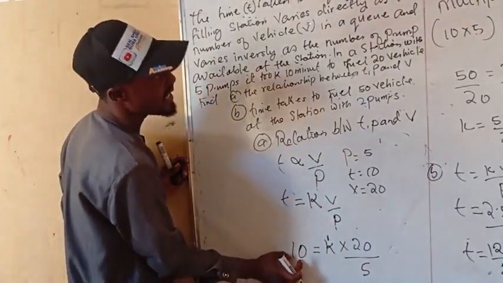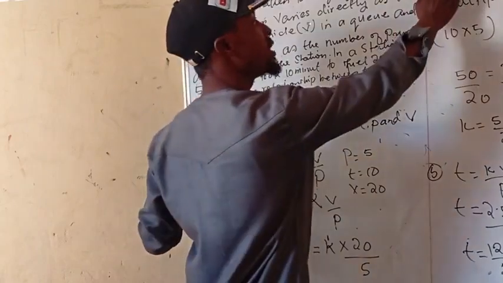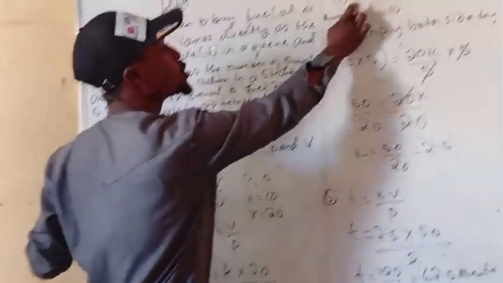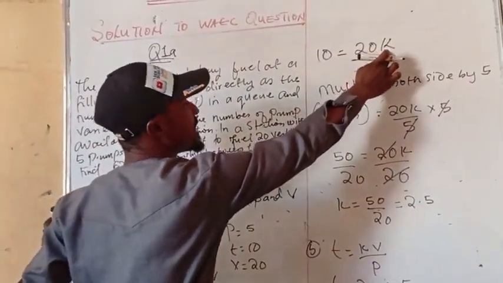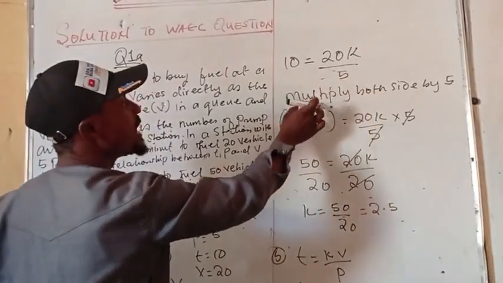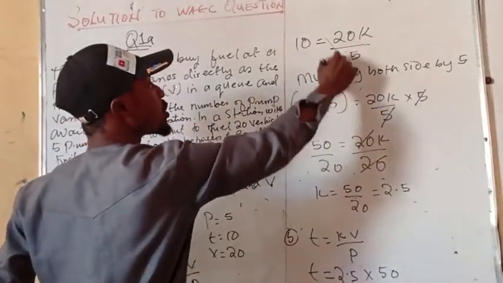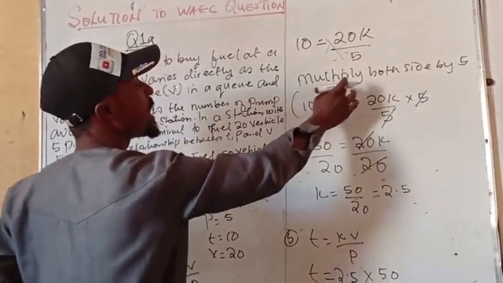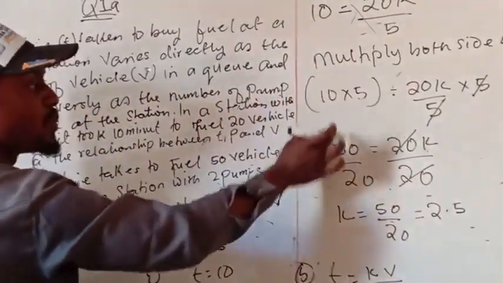Therefore, this 10 is here. You now come back here. You say your 10 is there, equals K times 20, which is 20K all over 5. Therefore, you have a fraction here. You can cross multiply, and you can multiply both sides by 5.